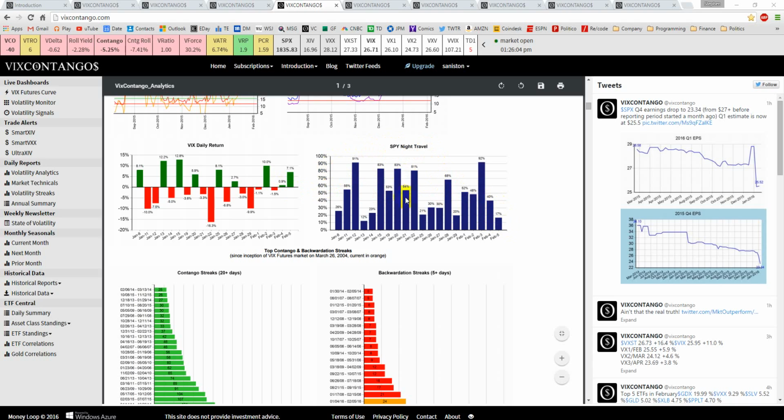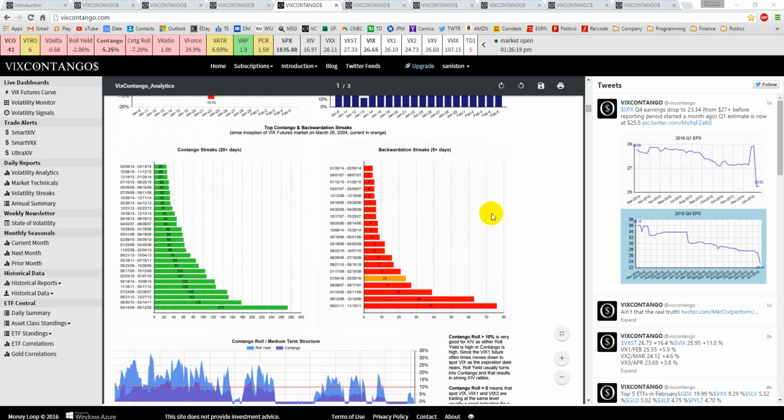And usually high levels of night travel mean that the market is moving. Most of the pricing is happening overnight, and that means that the market is really stressed. When the night travel declines, usually the market is on more solid footing.